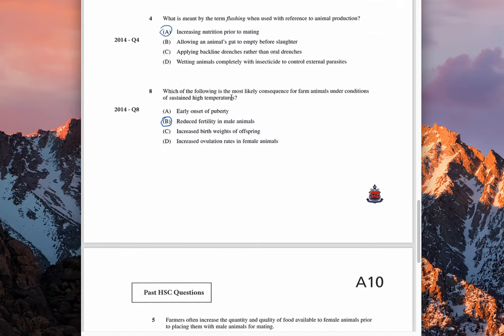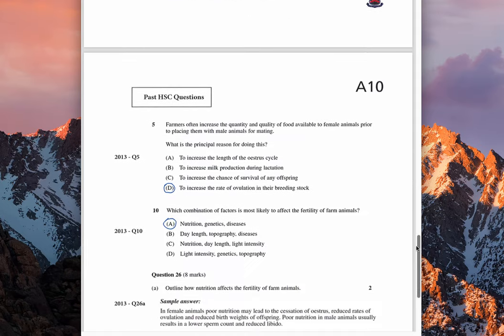Which of the following is the most likely consequence for farm animals under conditions of sustained high temperatures? So that's not going to relate to puberty, it's not going to relate to increased birth weights, and it's not going to relate to increased ovulation. It will, however, reduce the fertility in male animals and lower the sperm count if there is sustained high temperatures. So the answer is B.